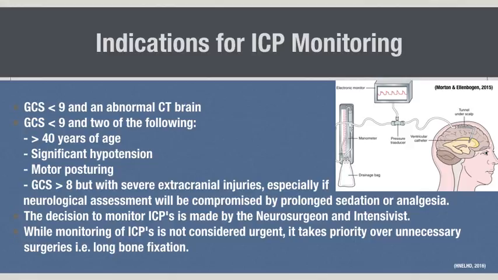Indications for intracranial pressure monitoring. GCS less than 9 with an abnormal CT brain. GCS less than 9 and 2 of the following: greater than 40 years of age, significant hypotension, motor posturing, or a GCS greater than 8 but with severe extracranial injuries, especially if neurological assessment will be compromised by prolonged sedation or analgesia.